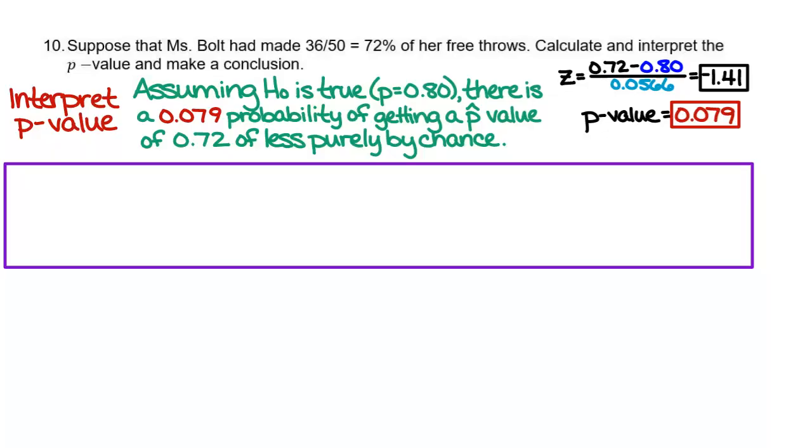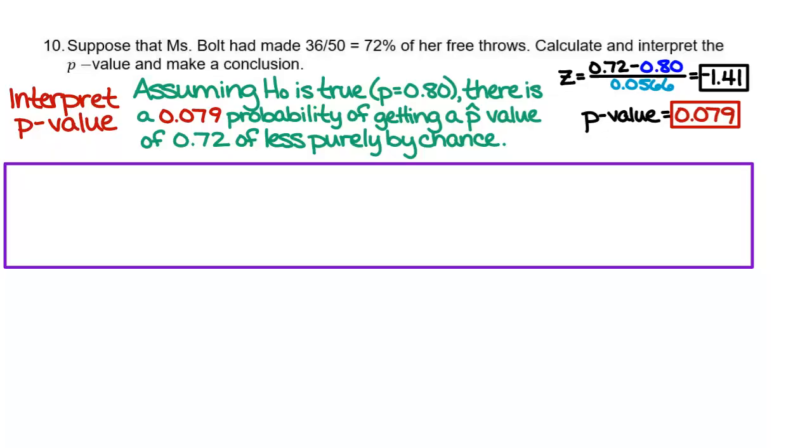Assuming the H0 is true, our whole normal curve is based on the H0 being true, with 0.80 right down the center. If we start with that assumption, then getting a p-hat value of 0.72 or less just by chance has this probability, which is about what percent? 7.9, so about 8%, right? Right around 8%-ish.